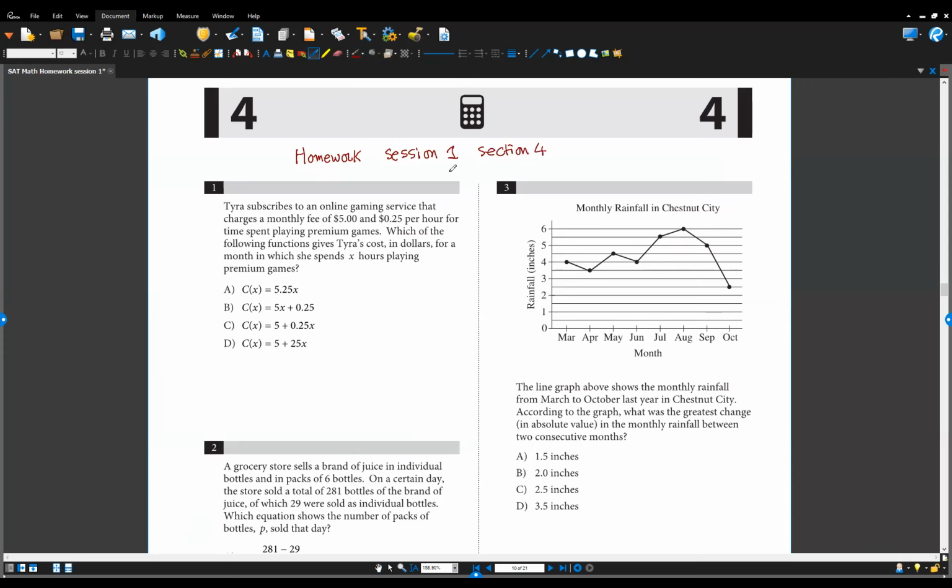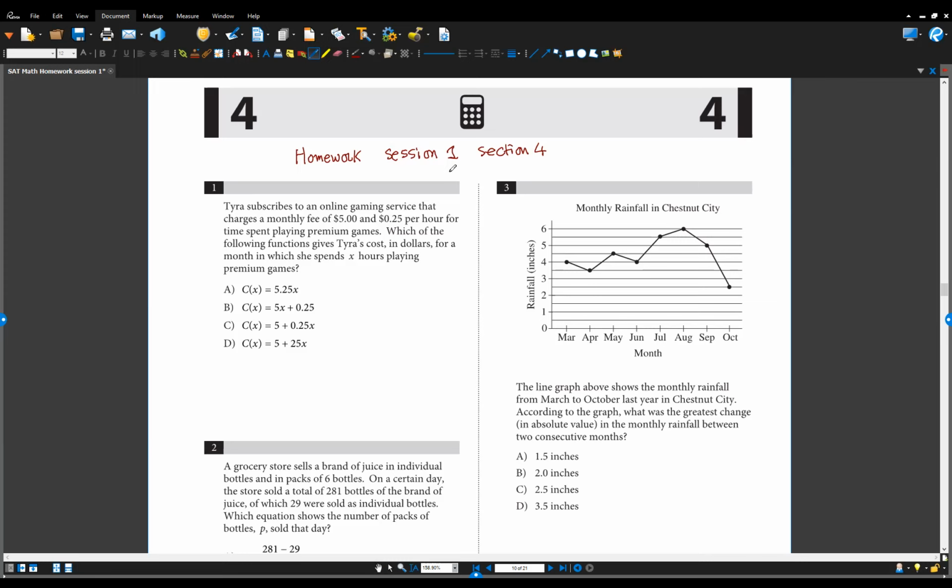Hi, this is the homework section 1 and section 4 video. So now I try quickly, there are 31 questions in section 4. Now I try number 1.